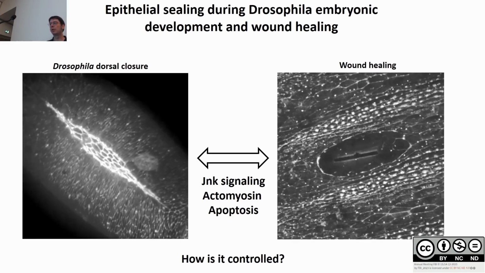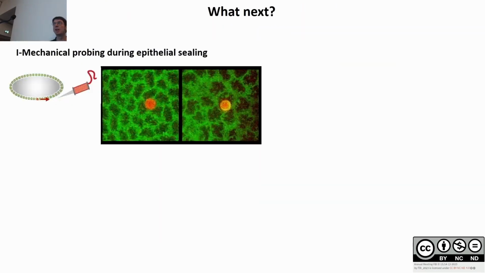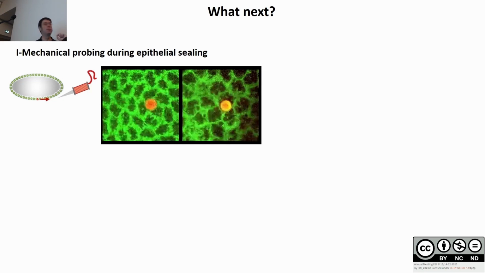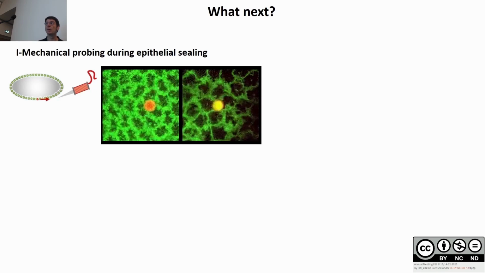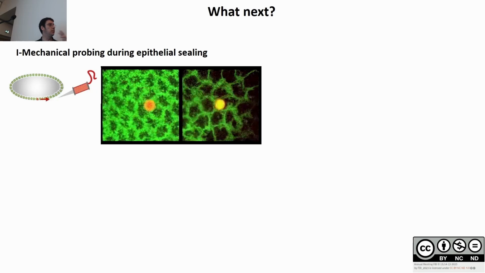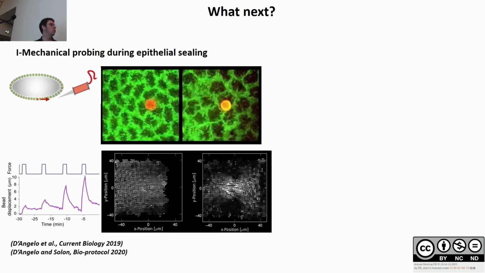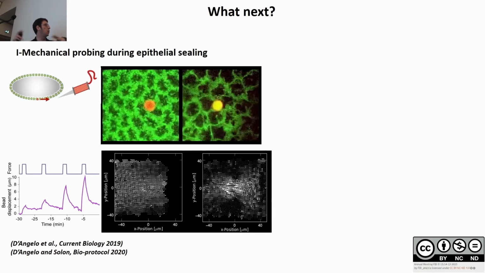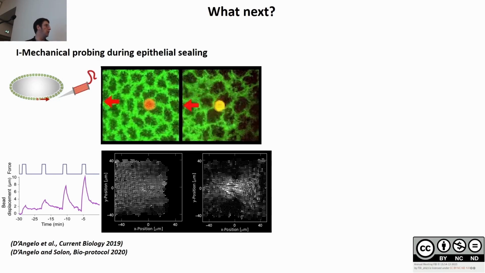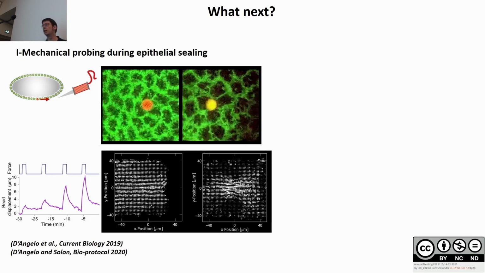Just to give you a flavor of what we are starting to do now on this. This is my last slide. So we have developed methods to probe tissue mechanics in vivo by applying force with magnetic beads. So that's the same force on two tissues. You see that the bead response is different. And by looking at the bead response and the deformation of the tissue, we can get insight into the mechanics. So we want to apply this method now in the context of wound healing and tissue sealing to try to really measure all the mechanical forces.